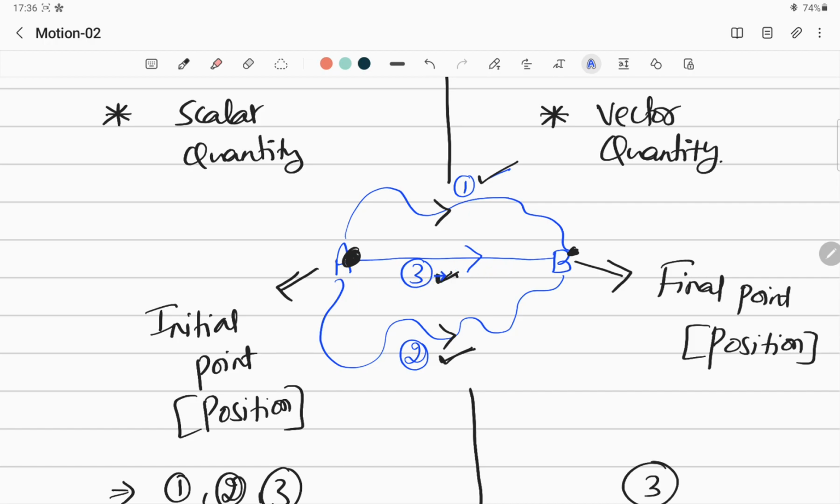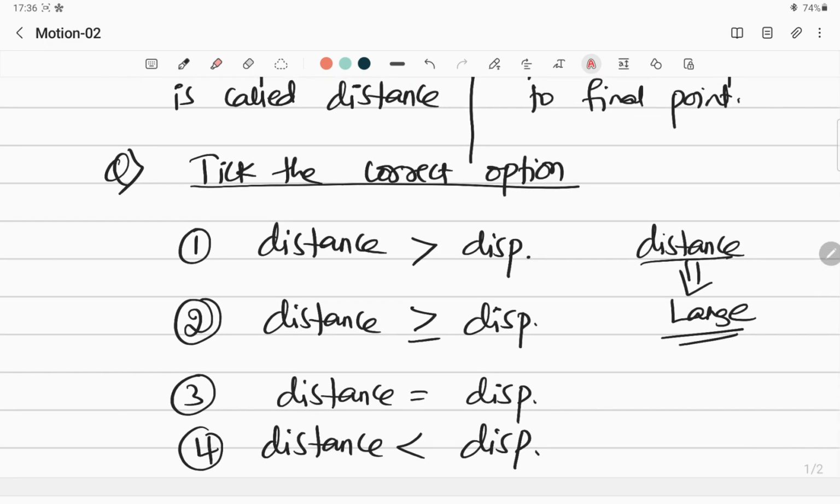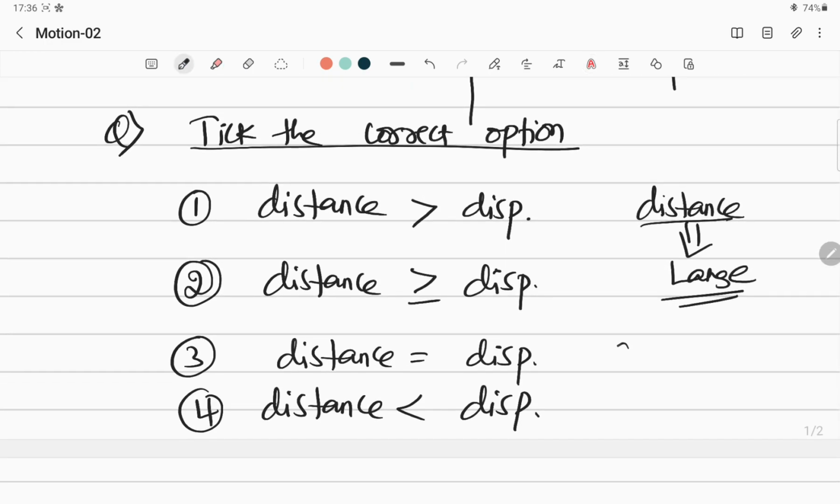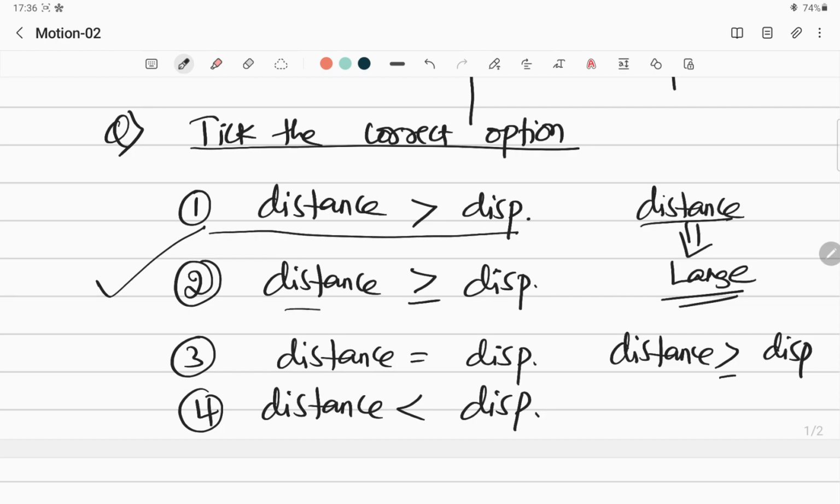No, displacement will be always less. It may be equal also. If you take this third one, this is distance also, and this is displacement also. It is an example for both distance as well as displacement. So that's why that distance can be greater than displacement, or it can be equal also. Correct? Is there any option like that? Here is the option. Look at this. Distance is greater than displacement, this is fine, but it may be equal also.